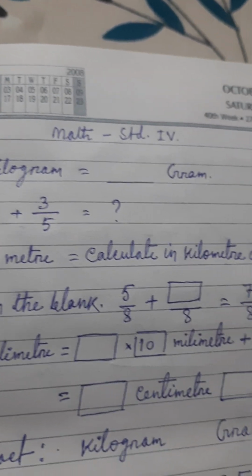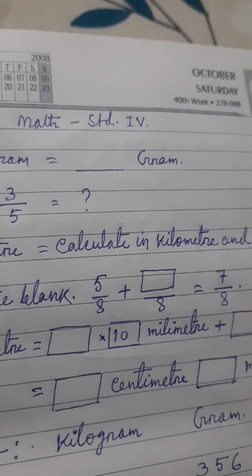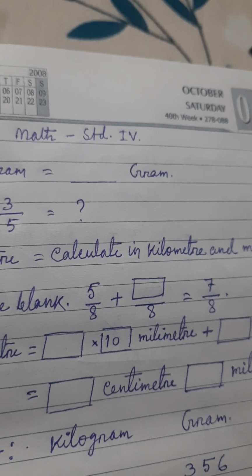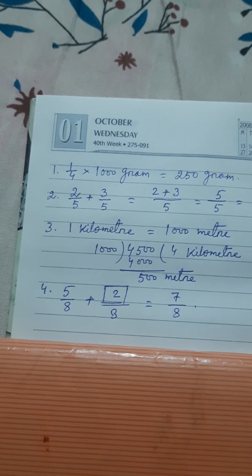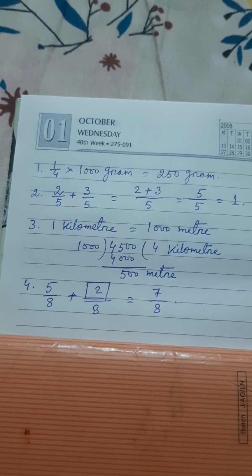Fill in the blank. 5 by 8 plus dash by 8 is equal to 7 by 8. 5 by 8 plus 2 by 8 is equal to 7 by 8.